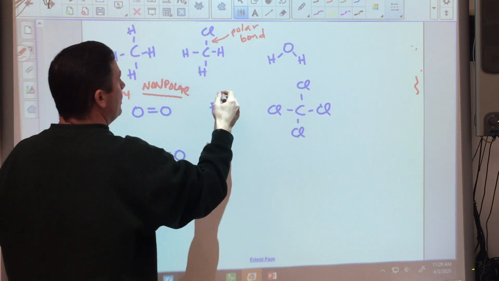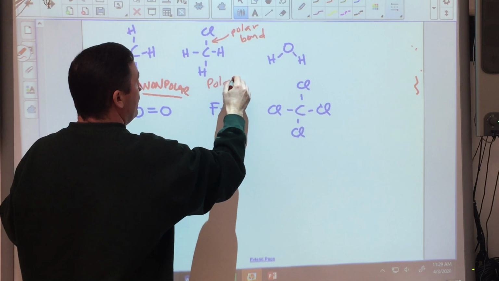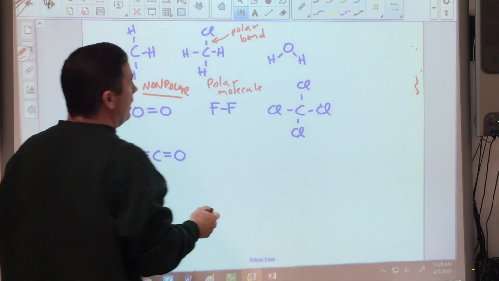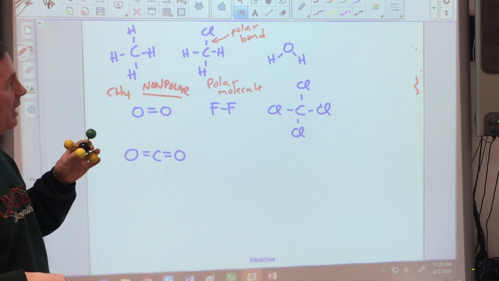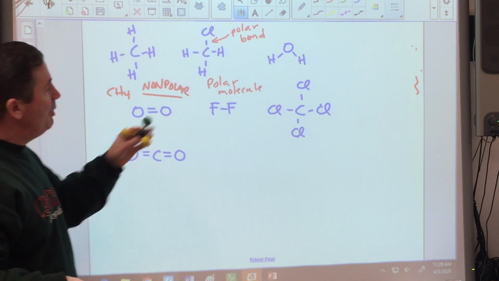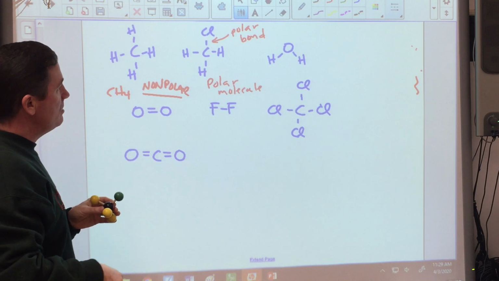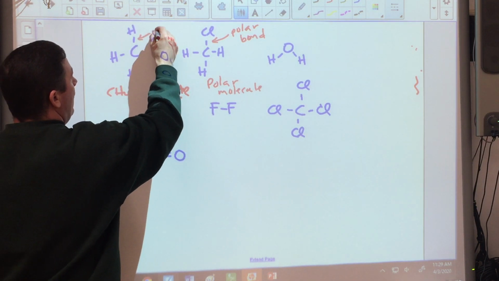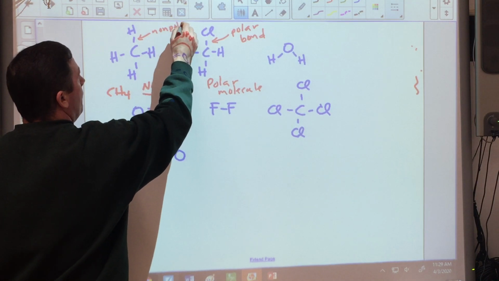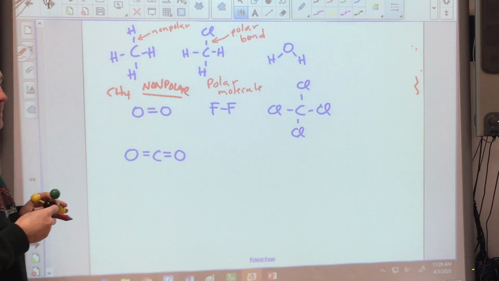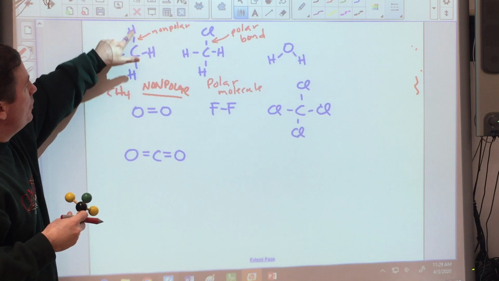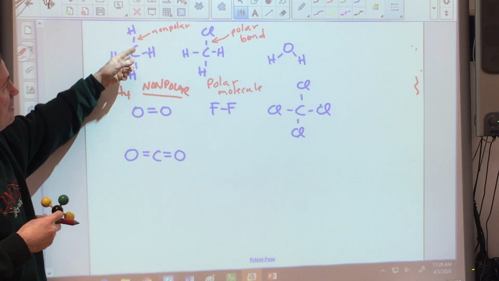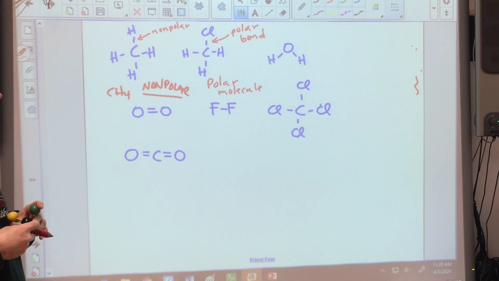And this whole molecule is a polar molecule. So now we've got two things going on. I can have a polar bond and a polar molecule, like this one is. This actually is a nonpolar bond. And how do I figure that out again? I just find the difference between the electronegativities of the hydrogen and the carbon. In this case, it's less than 0.4.